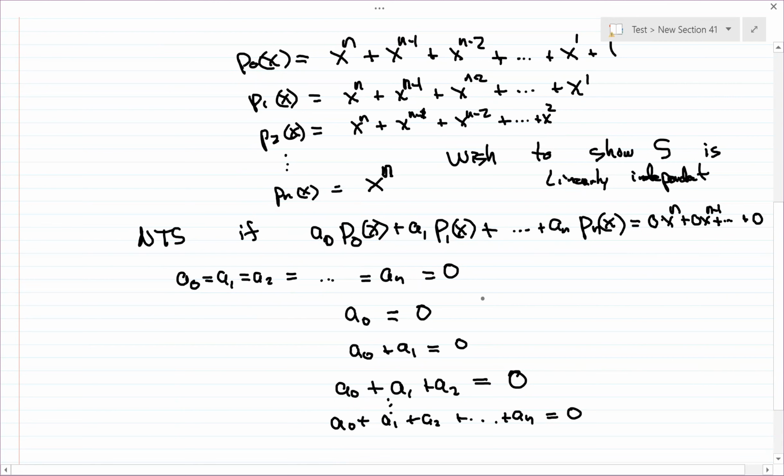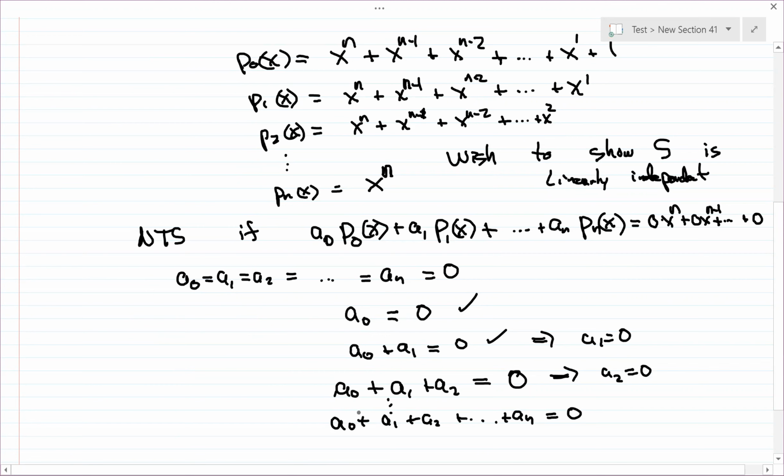So if this linear combination equals the 0 polynomial, that would imply that all of these equations hold. But notice, this one gives you that A0 is 0. If A0 is 0, then this one gives you that A1 is 0. And if you know that A0 and A1 are 0, then you know that A2 is 0. And it's sort of just like a stack of dominoes. One implies the others.